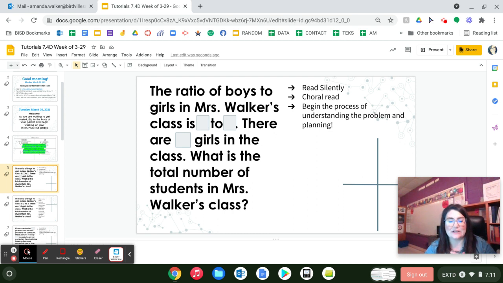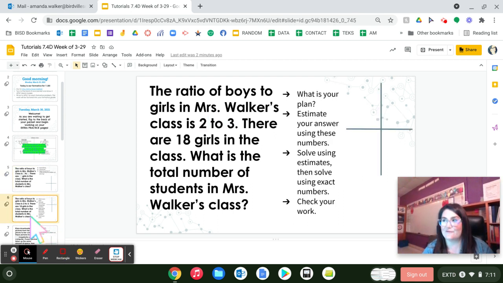At this point, without numbers, it is a little bit harder to do that planning piece, but you can start to get an idea. We see the word ratio. Okay, we might have to set up a proportion. So those are the things that you want to think about when you are planning: what math processes are we going to use? And again, feel free to pause the video at any time when you need to.